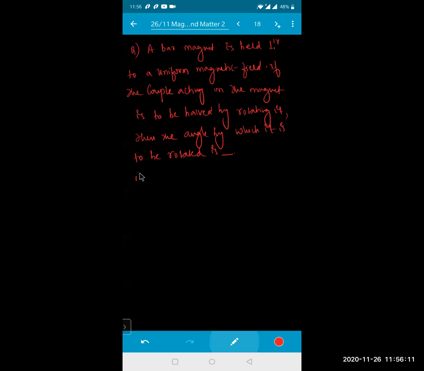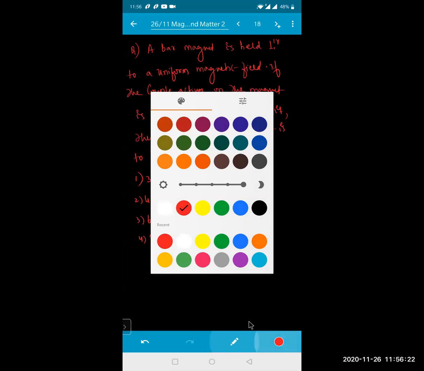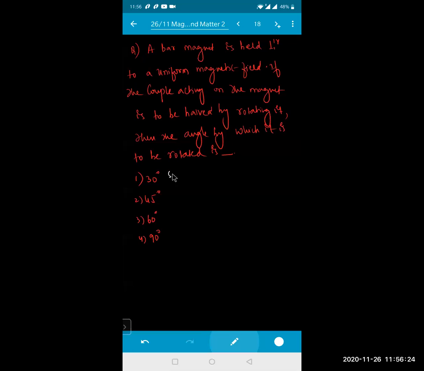I'll give the options. First option is 30 degrees. Second option is 45 degrees. Third option is 60 degrees. Fourth option is 90 degrees. Try. A bar magnet is held perpendicular to the uniform magnetic field, beta. Initially it is held perpendicular. Theta 1 is 90 degrees.